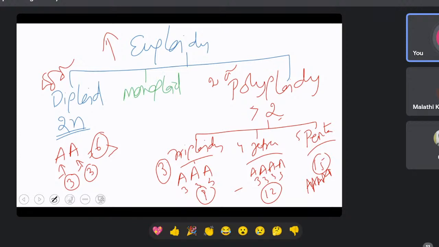So, what is diploid? Presence of two sets. What is polyploid? Presence of more than two sets. Then what is monoploid? Presence of only one set of chromosomes is called as monoploidy.